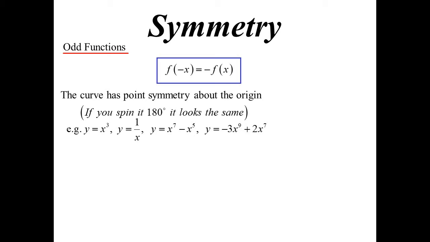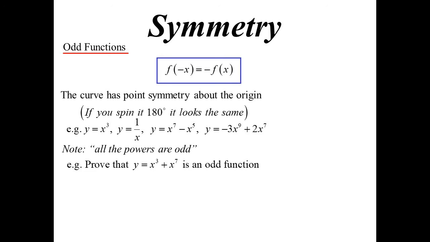A good example of that, well, y equals x cubed is a classic. The hyperbola, y equals 1 on x. Any polynomial where all the powers are odd will be an odd function. So let's actually prove it. Now, to prove it, it's not good enough to say, oh look, the powers are odd, therefore it's an odd function. That's not a proof. We have to satisfy our rule.